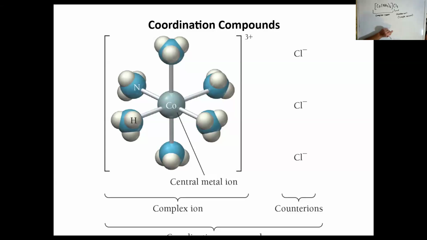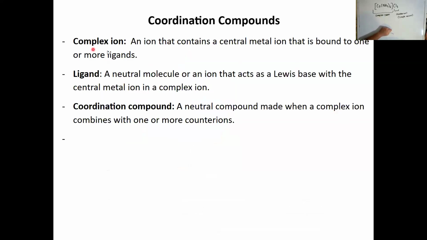It's hard to jump right in if we're not using the same terminology. So complex ions are those ions that we see bracketed off that have the central metal bound to ligands. And this term ligand could be a neutral molecule or an ion, but that species is going to act as a Lewis base, with that central metal acting as the Lewis acid. And they're going to form a coordinate covalent bond, which you'll see a little bit more about in class. That's not super important for what we're talking about right here.